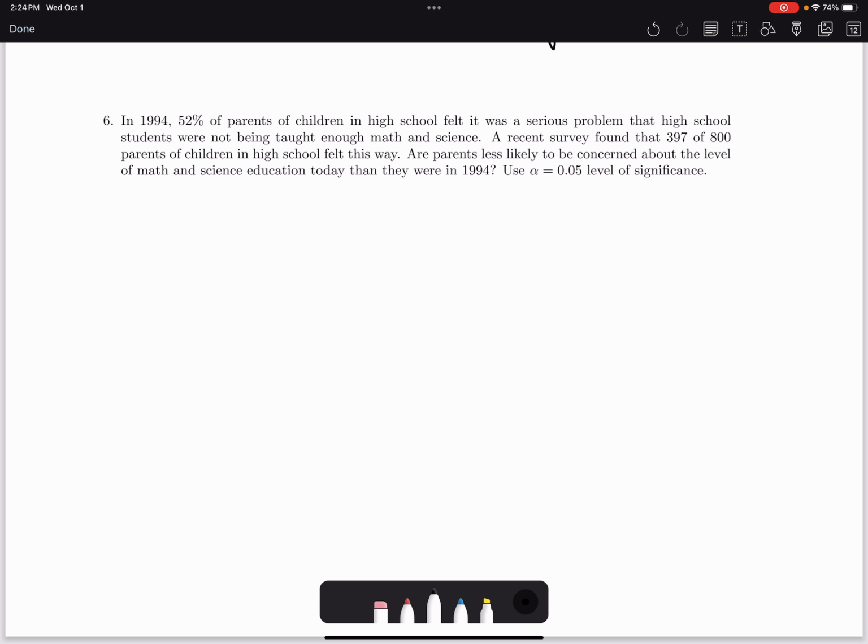Okay, null hypothesis is that no, parents feel the same way today that they did in 1994, right? So p equals 0.52. The alternative hypothesis, let me write it because I'm going to run out of space otherwise. We're asked, are parents less likely to be concerned, right? So is the proportion of parents who are concerned less than 0.52? Okay, so that's step 1.